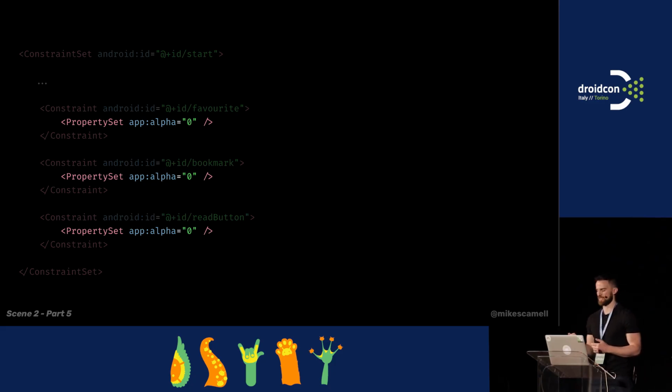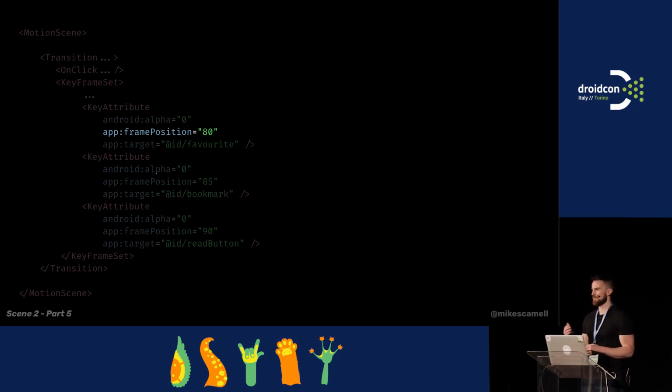So this is our start constraint set for the buttons. Notice we've set the alpha to 0, much like the detailed text we talked about earlier. It's the same in the end constraint set, except that we set the alpha to 1. Again, just like the detailed text. Remember, we have to define the constraints for these buttons in our end constraint set, even if it's only the alpha that's changing. We're going to be following a similar pattern to how we faded the header text earlier, using key attributes, except the frame position that the fade happens in is going to increase with each button in a staggered fashion.